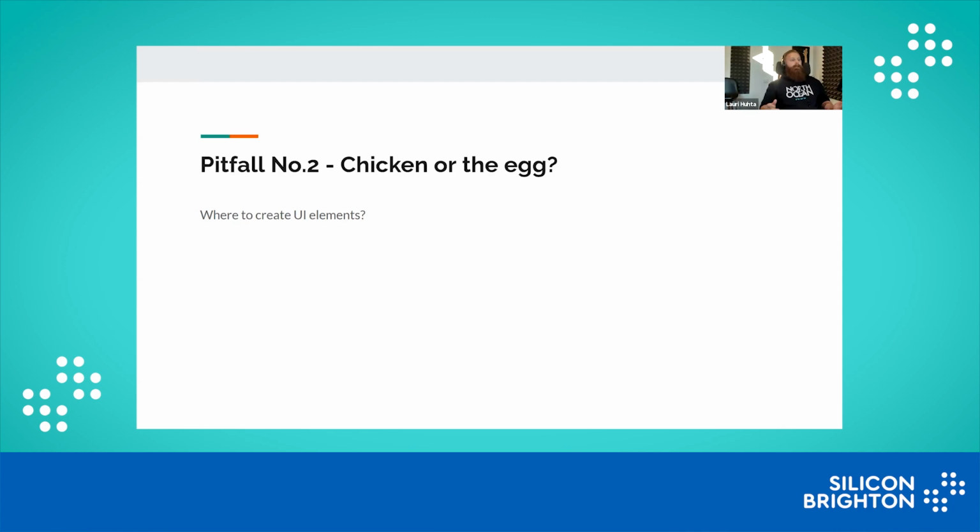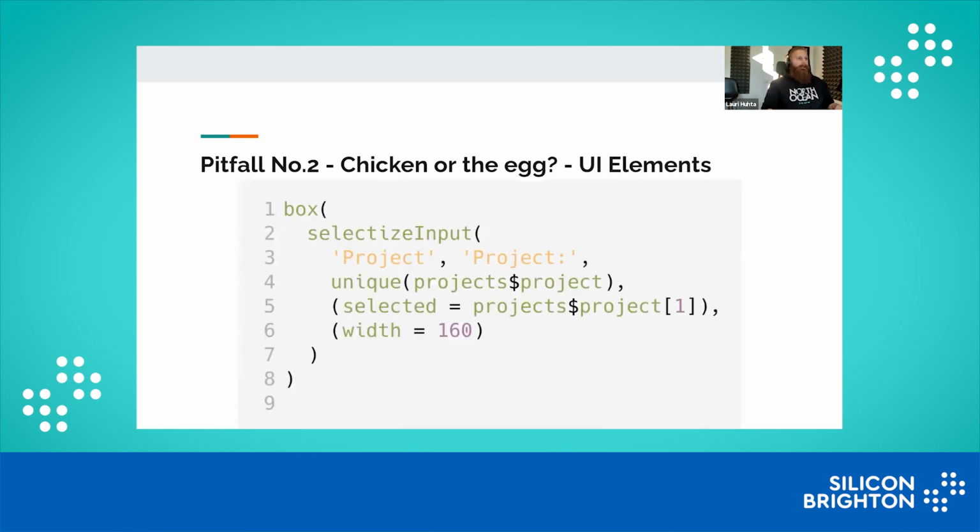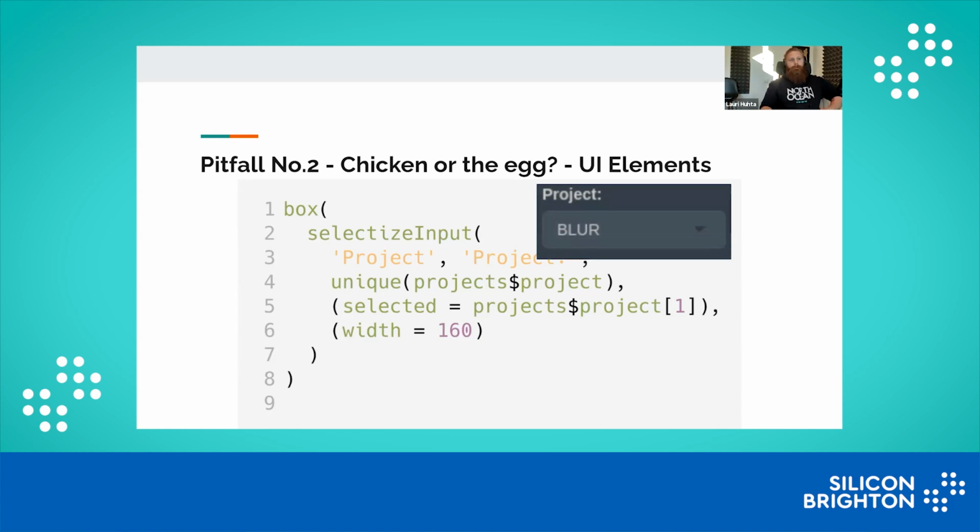Another pitfall that I ran into was the chicken or the egg problem. I was thinking, where should I create my UI elements? Because it makes sense to create them in the UI. How that looks in Shiny is that you simply create a box, and inside the box there's a drop-down selector where you can select the project. You give it some data that it presents to you, which will be the unique values of the project data set, and give some defaults, and this is what you get. Of course, it makes sense to create this on the UI side as you do in Shiny.